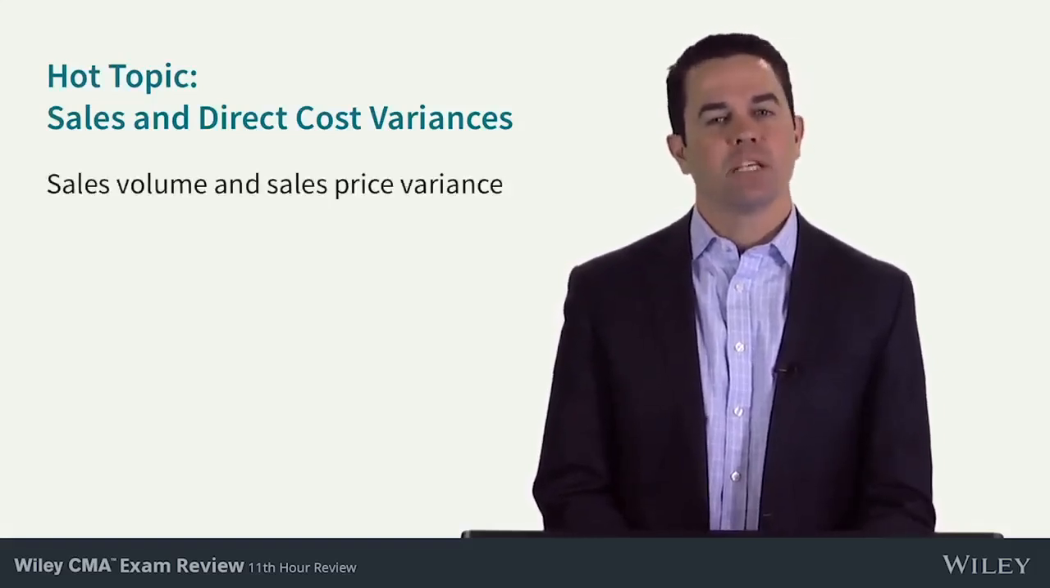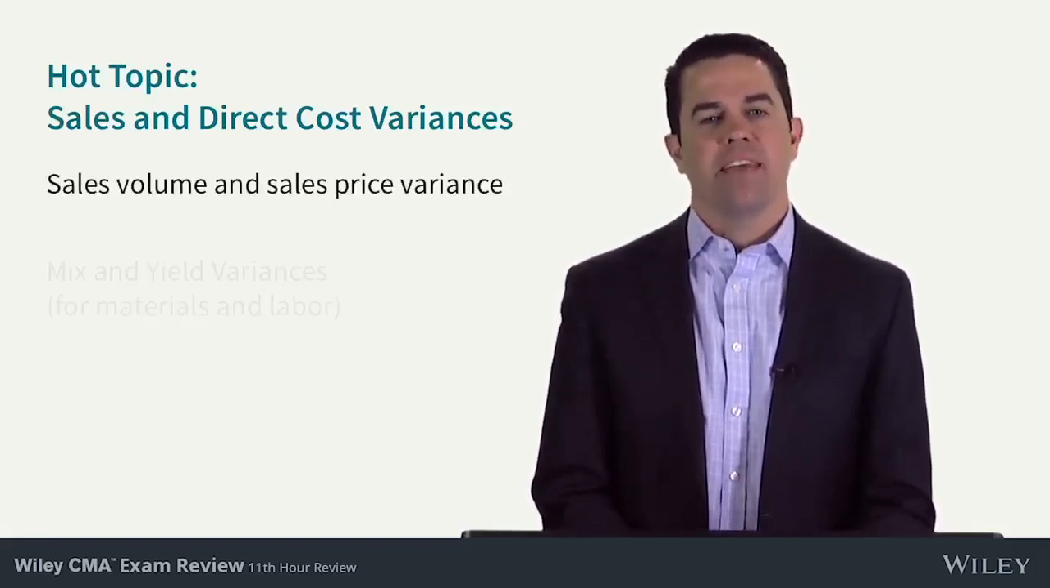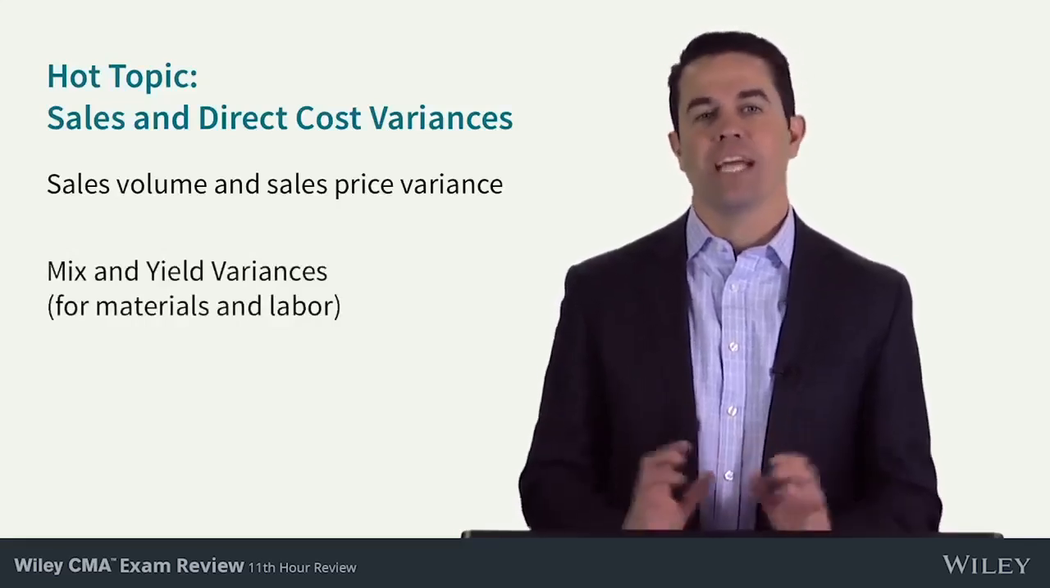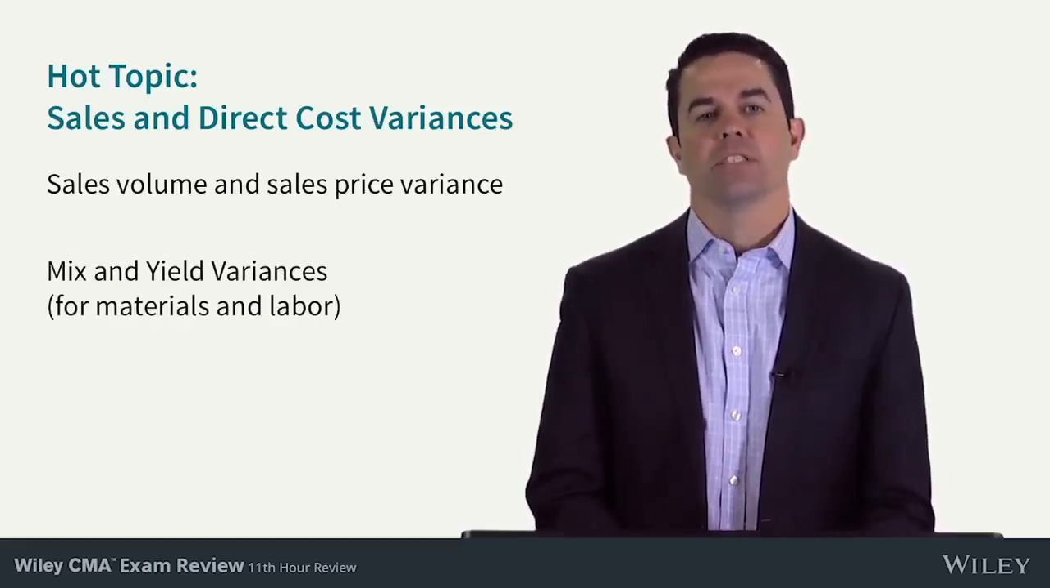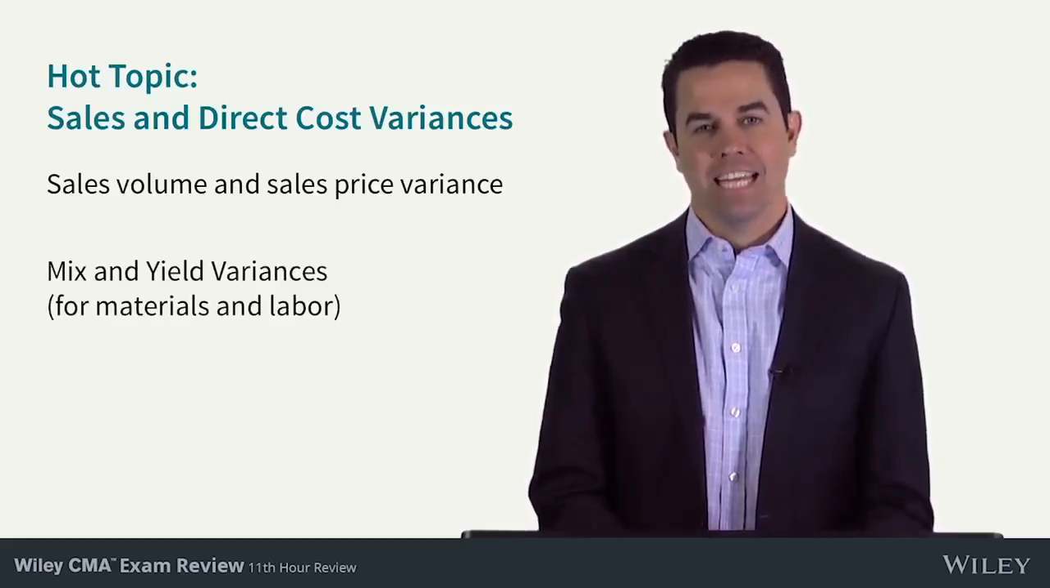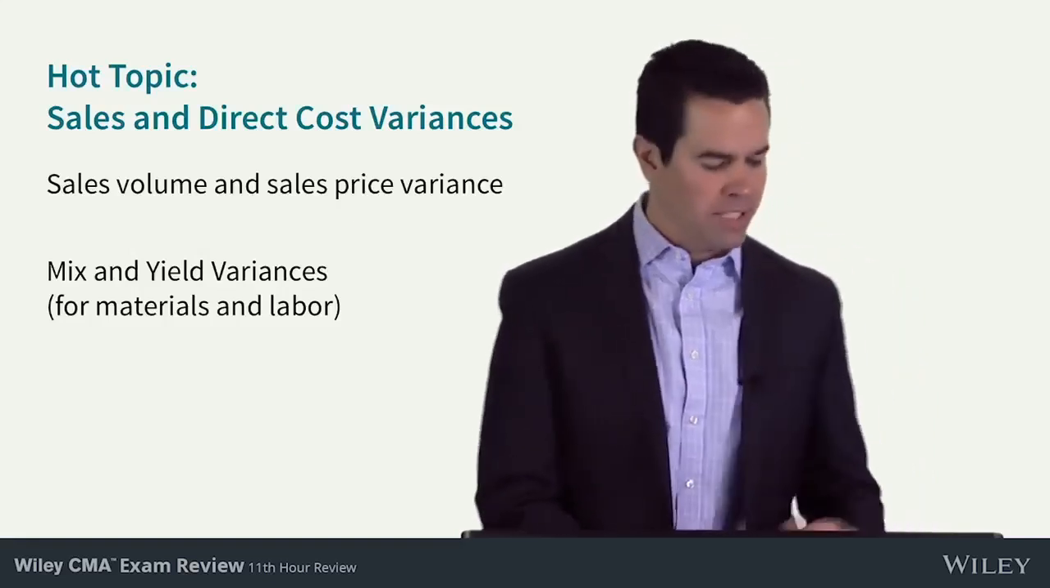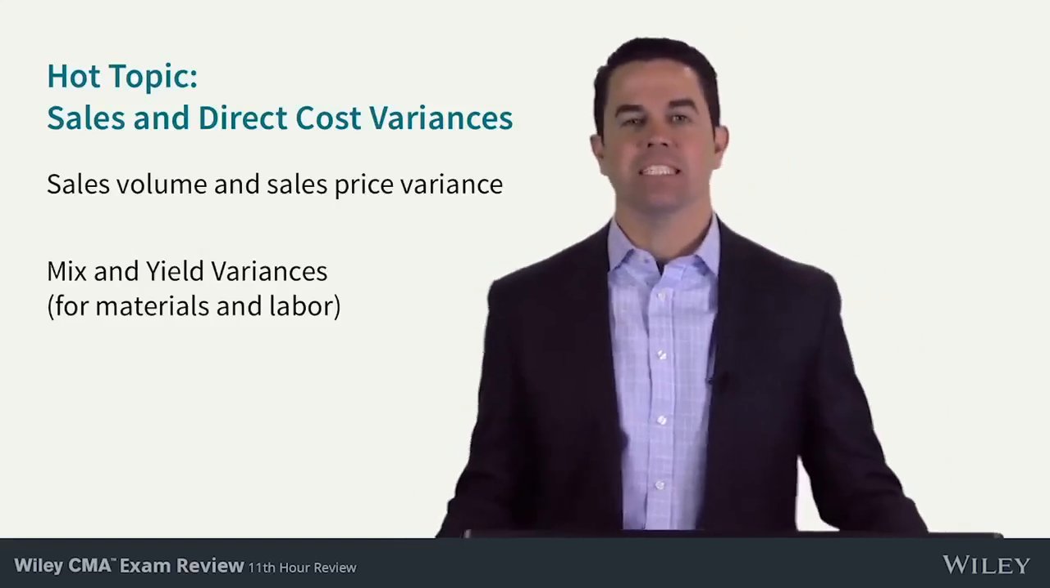So we're going to talk about sales volume and price variances. And then later on, we're going to talk about mix and yield variances, which are a breakdown of the efficiency variance for material and labor. And those can get a little complicated, so we're going to spend some time digging in there and trying to make it as easy as we can.